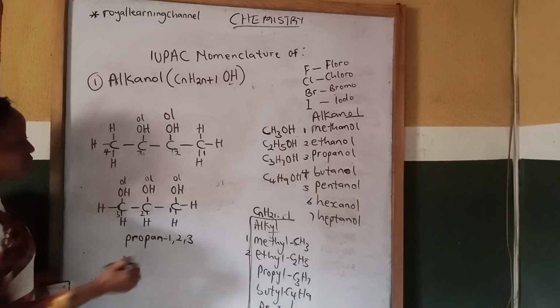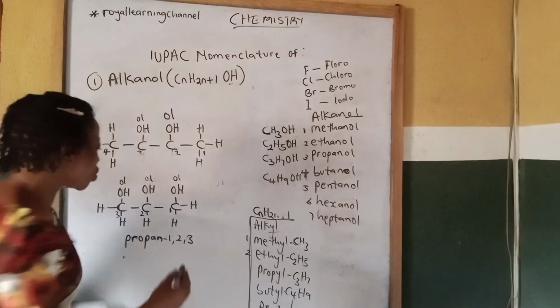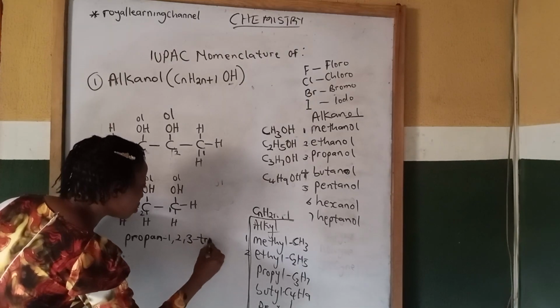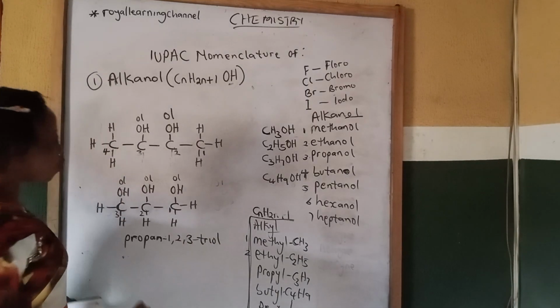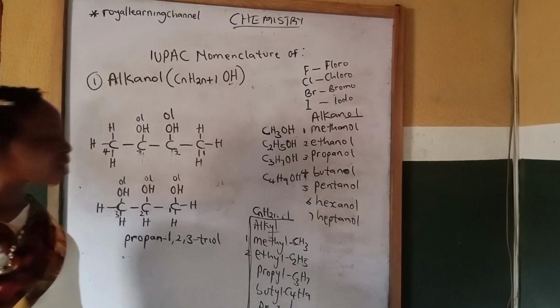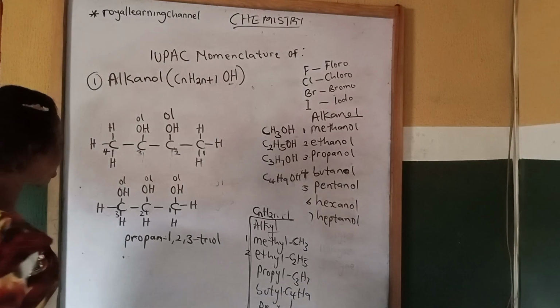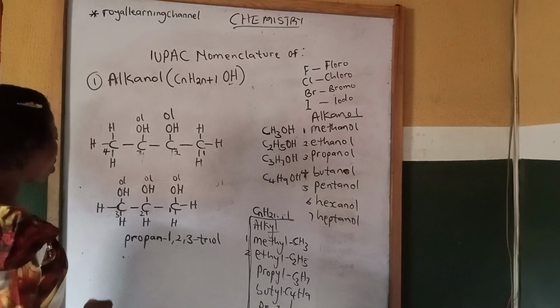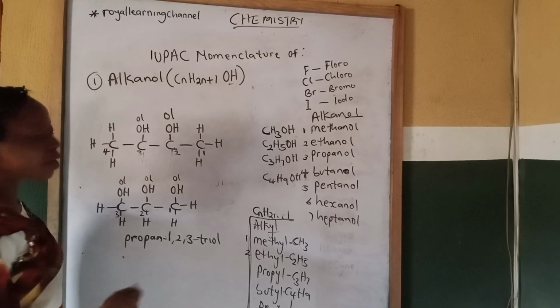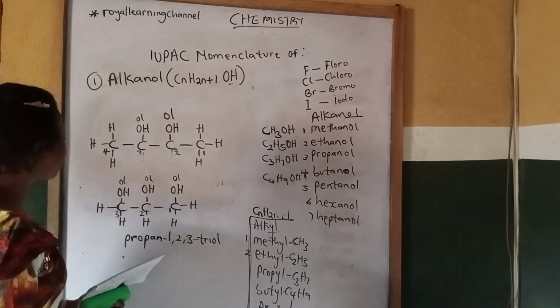How many ol? 1, 2, 3. 3 in chemistry means tri. So we call it triol. Propan-1,2,3-triol. You can also call it propane-1,2,3-triol. Then you can call it 1,2,3-propanetriol.